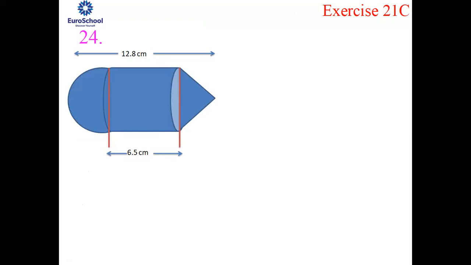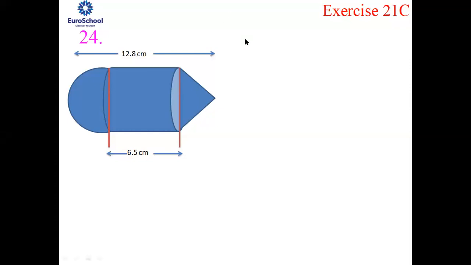Now, I'll just read out the 24th question for you. The adjoining figure represents a solid consisting of a cylinder surmounted by a cone at one end and a hemisphere at the other end. Given that the common radius is equal to 3.5 centimeters, the height of the cylinder is 6.5 centimeters and the total height is 12.8 centimeters. Calculate the volume of the solid correct to the nearest integer.